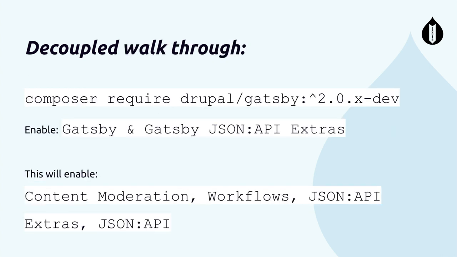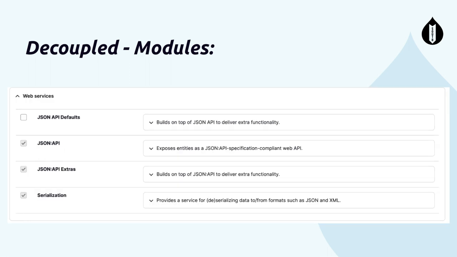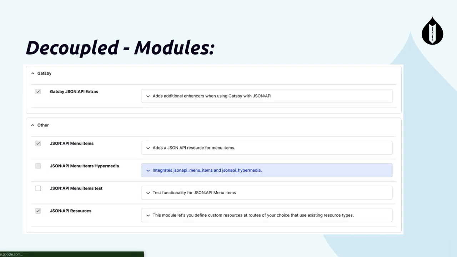So a decoupled walkthrough. We'll require the modules we need, and when we enable Gatsby and Gatsby JSON API extras, a few more modules will be enabled: content moderation, workflows, JSON API extras, and JSON API. It'll look something like that. If you can see on the screen, Gatsby will be enabled, and the extras, JSON API extras, a few more modules too. There's some more as well. I was trying JSON API menu items, but couldn't get that to work for the demo.